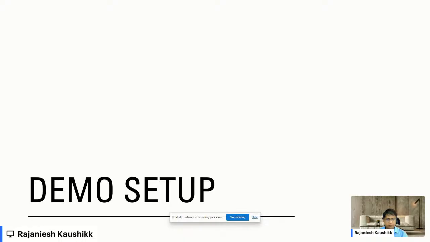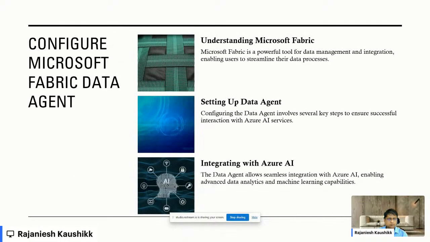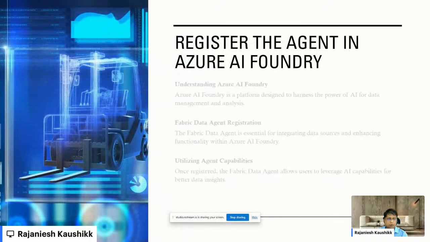Now for this demo, I'm going to show you how we are setting it up. First, we are going to set up Microsoft Fabric, which I've already set up. Then I'm going to set up the data agent inside it, and there are certain steps required for data agent setup. Then we are going to integrate this data agent with Azure AI. And then I'm going to show how this whole end-to-end demo works.